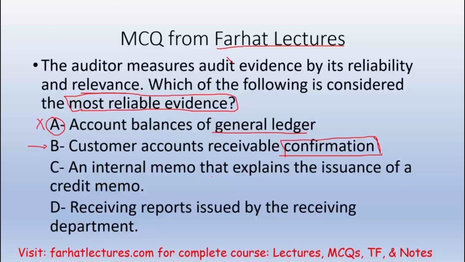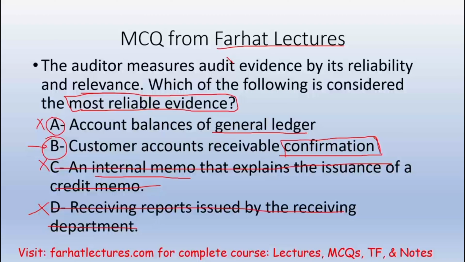C, an internal memo that explained the issuance of a credit memo. Again, it's an internal memo. A and C are the same, and B is better than A and C, so C is out. Let's see between B and D. D, receiving report issued by the receiving department. Same concept here. We're discussing internal documents versus external documents. D is an internal document. B is a confirmation, which comes from a third party, from the customer, someone outside the company. B is the most reliable evidence.